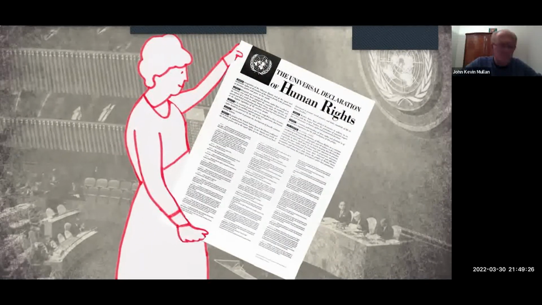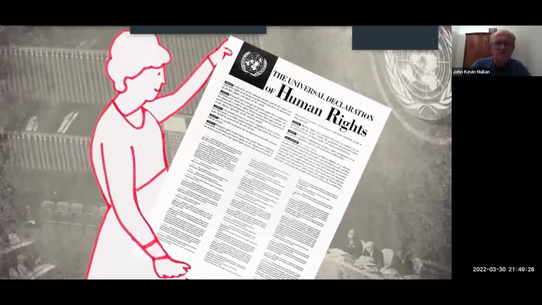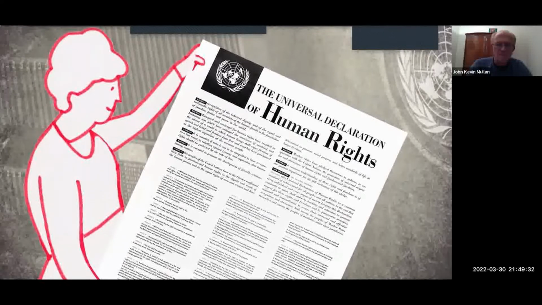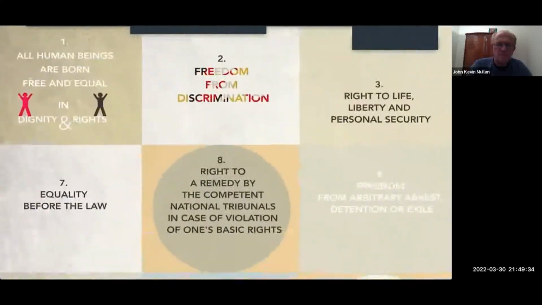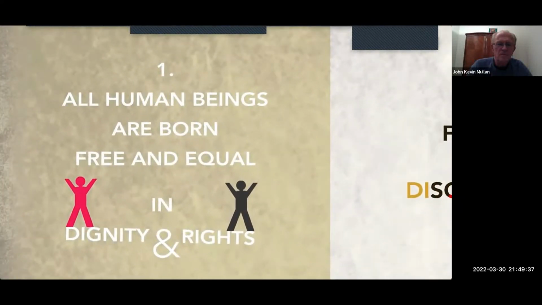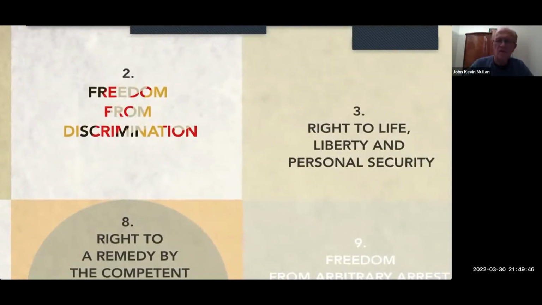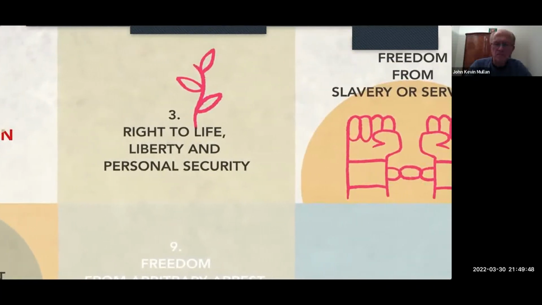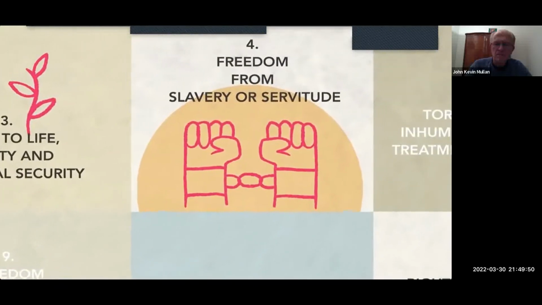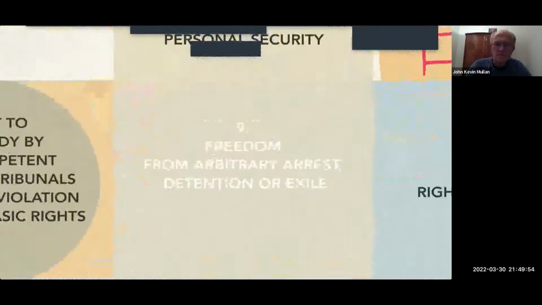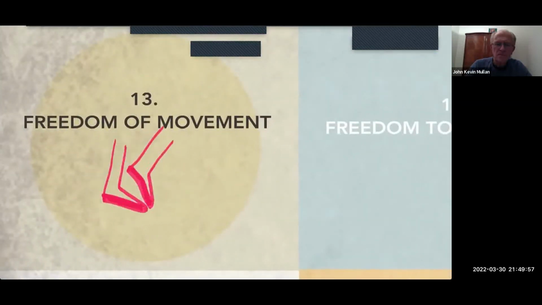This document, written by an international committee chaired by Eleanor Roosevelt, lays the basis for modern international human rights law. The Declaration is based on the principle that all human beings are born free and equal in dignity and rights. It lists 30 articles recognizing, among other things, the principle of non-discrimination and the right to life and liberty. It refers to negative freedoms, like the freedom from torture or slavery, as well as positive freedoms, such as the freedom of movement and residence.